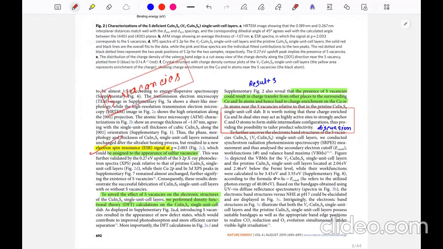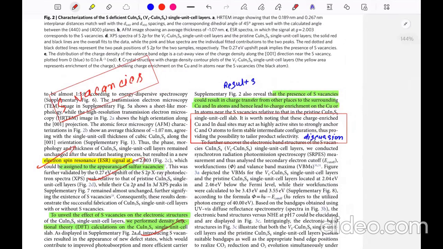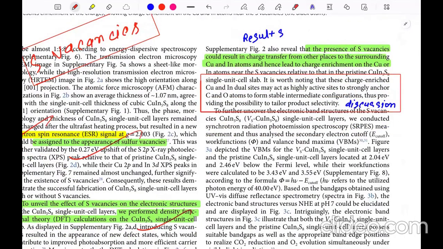They have characterized the sulfur vacancy using ESR. There will be a peak in ESR due to the unpaired electrons, and that peak can be assigned to the appearance of sulfur vacancies. Now, to understand the effect of sulfur vacancies on the electronic structure, they have performed DFT, density functional theory calculations on the copper indium sulfide single unit cell. The presence of sulfur vacancy results in charge transfer from other places to the surrounding copper and indium atoms, which leads to charge enhancement of the copper or indium atoms near the sulfur vacancies.